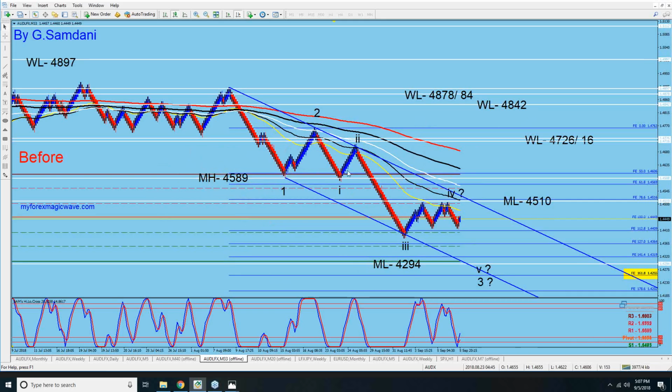So now 1, 2, this is 1, 2, 3, and then side A, B, C. Okay, nice, and it might go up and hit this TL here. Okay, there is always a chance. So what do we do? We just wait and see. We know what it's doing, but we have to wait until it starts.